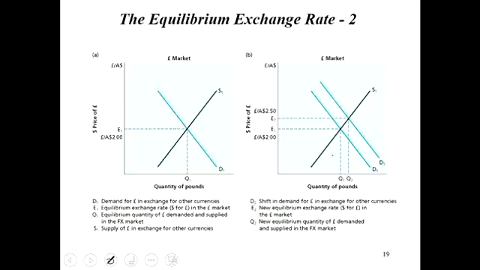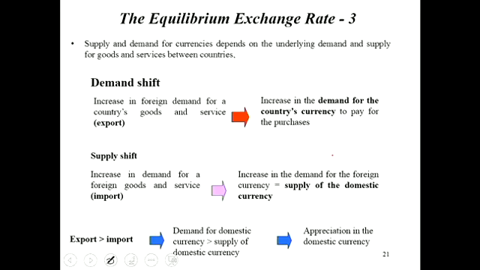So that's the same diagram I just drew. Here again is a bit of a summary. If there's a demand shift, an increase in foreign demand for a country's goods and services, there's an increase in demand for the currency to pay for it, and that tends to drive the currency in the way that is necessary to bring trade back into balance.